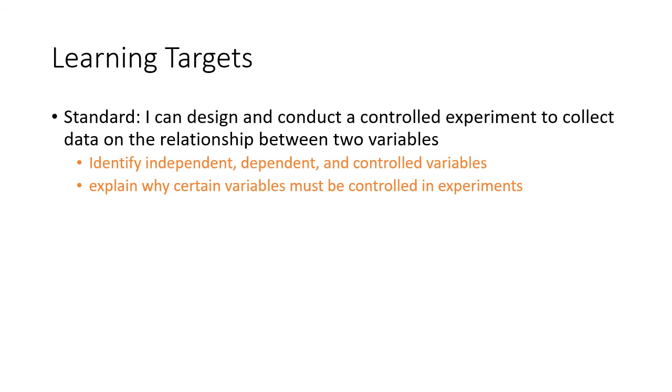All right, so if we look back at our standard and learning targets here, we're starting to learn how to design a controlled experiment to collect data on the relationship between variables. And in this lesson, we looked at identifying or defining independent, dependent, and controlled variables. And we explained why certain variables must be controlled in experiments. In our next video, we'll take a look at how we actually collect data, what that will look like, and how we actually would go about running the experiment in terms of how much data we have to collect.